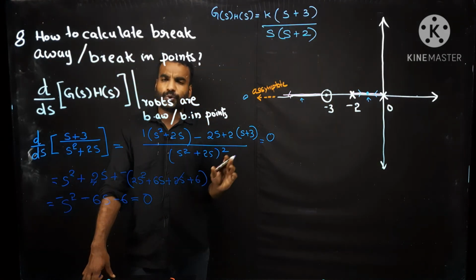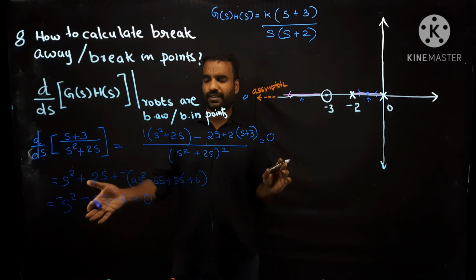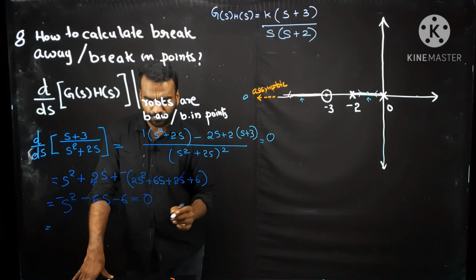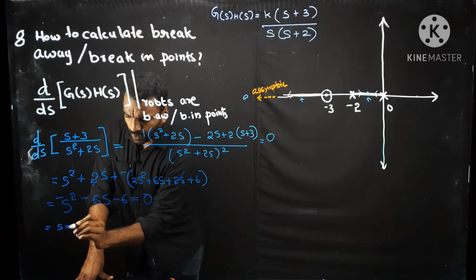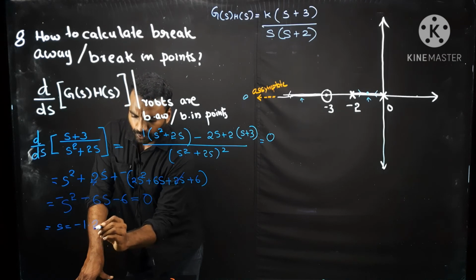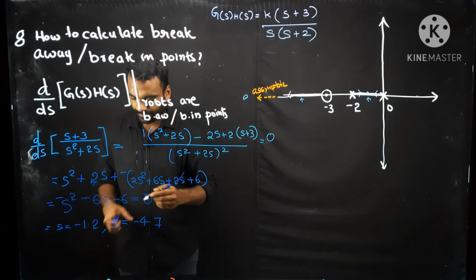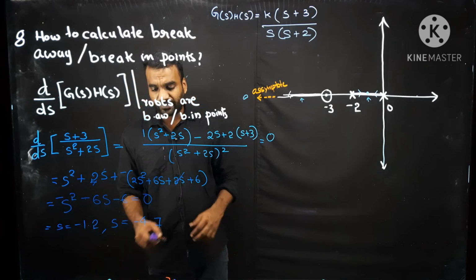Now you can use a calculator for finding the roots of the second order equation, or you can do it mathematically. Anyhow, the answer is s is equal to minus 1.2 and s is equal to minus 4.7. Okay, up to this things are very clear.